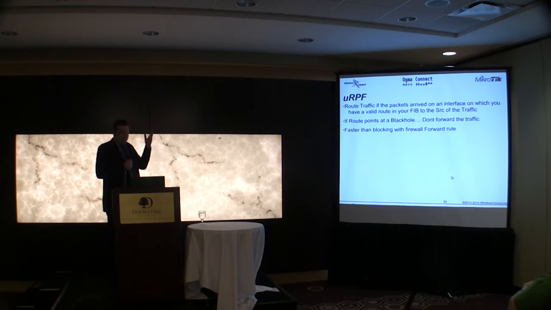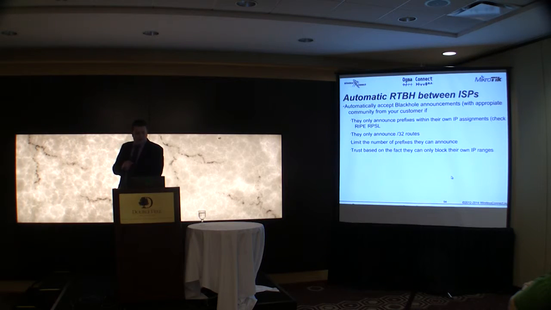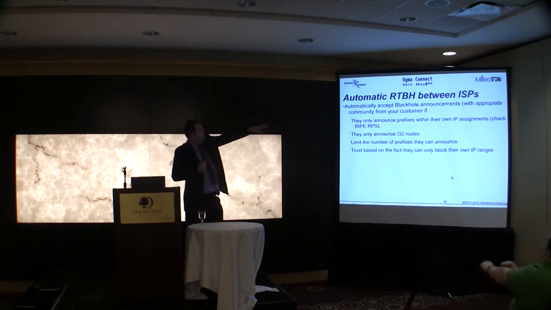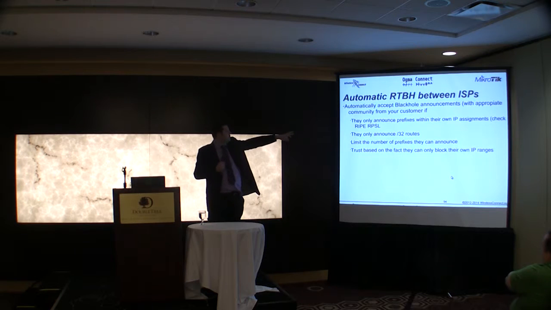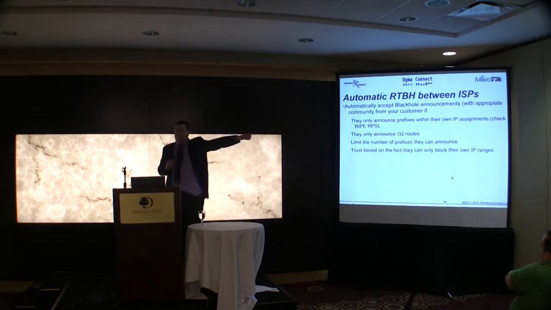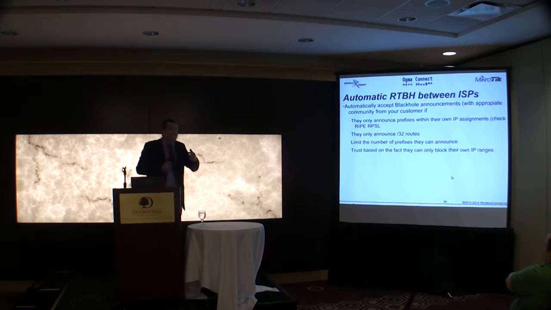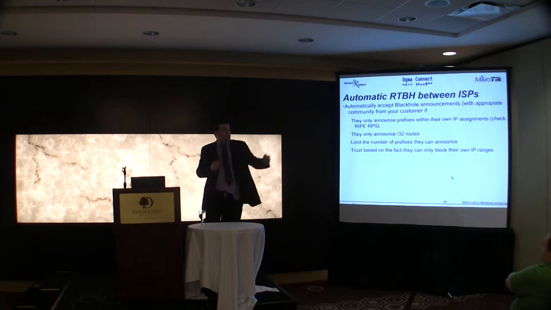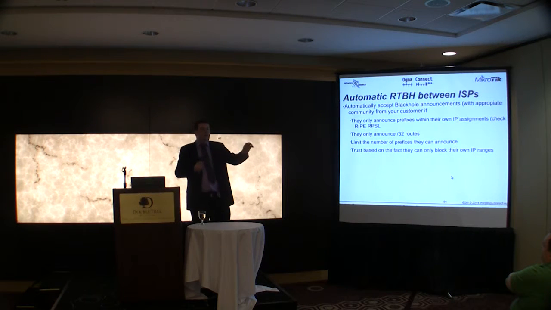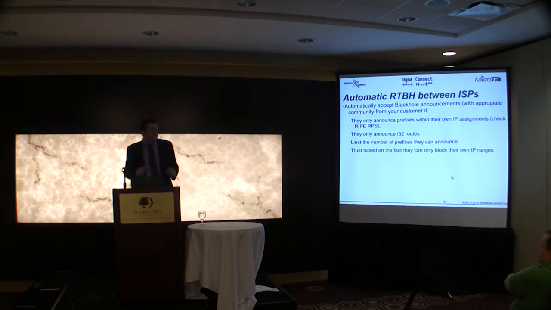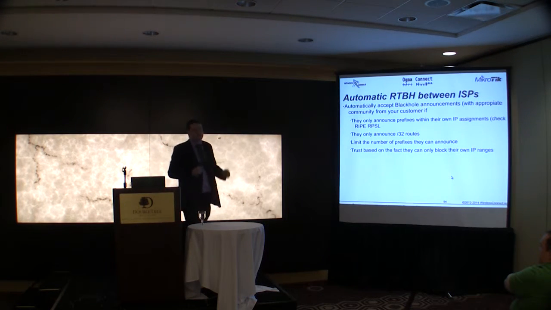URPF, route packets, okay, I've said all that. So, automatic remote triggered black hole routes: automatically accept black hole announcements with appropriate communities from your customer if they only announce prefixes from within their own IP assignments. That's the first thing. So you set up filtering, and let's say Mike is advertising a prefix to me, and he's Google. He's the new Google, so he's 8.8.8.0/24. Then he can black hole 8.8.8.8 to me, and I'll accept it because it's his prefix.